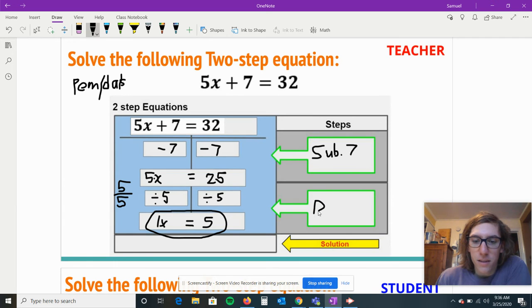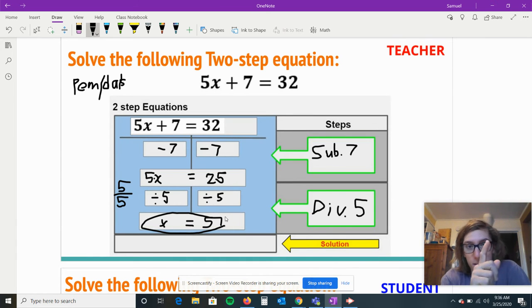So we subtracted by 7 on the first one. We divided by 5 on the second one. And now we have 1x equals 5, or just x equals 5. All right, so there's our answer. Okay, and how can I always check? I can always check by taking my answer, in this case x equals 5, and plugging it back into the original equation. So if I plug that in, 5 times 5 is 25, plus 7 is, oh yeah, that's 32. Okay, so we know we got it right.